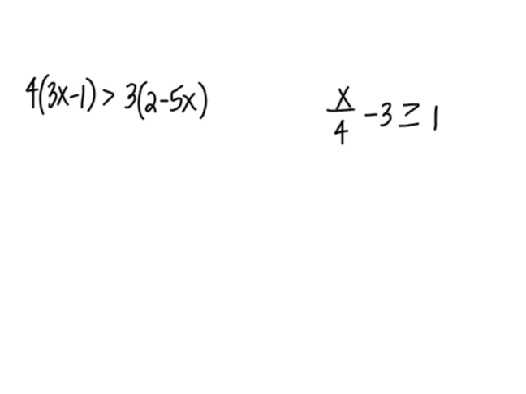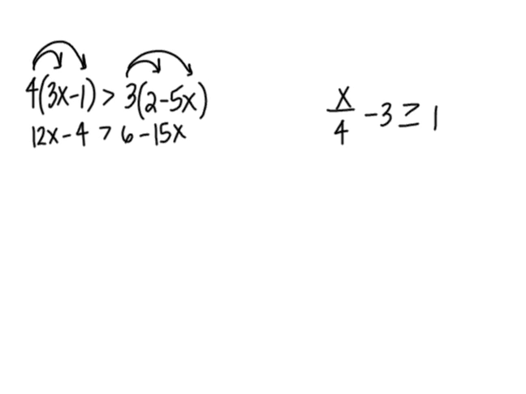Hopefully this video will finish up section 2.7. The first thing we're going to do in our first problem, 4 times parentheses 3x minus 1 is greater than 3 times parentheses 2 minus 5x. The first thing I'm going to do is distribute my 4 through and distribute my 3 through. So I get 12x minus 4 is greater than 6 minus 15x.